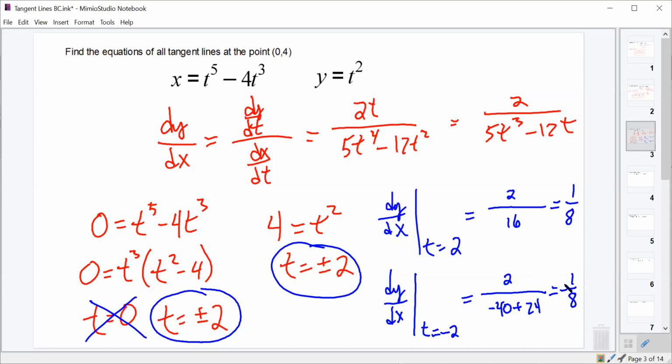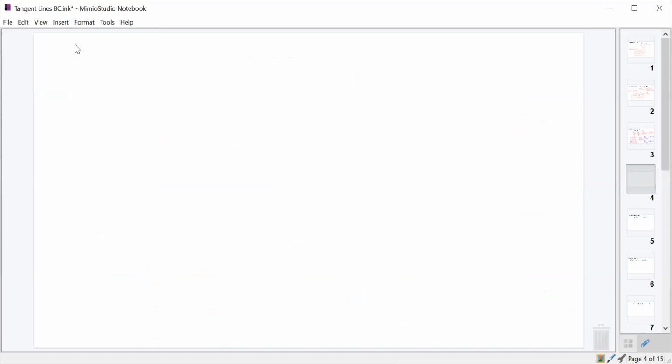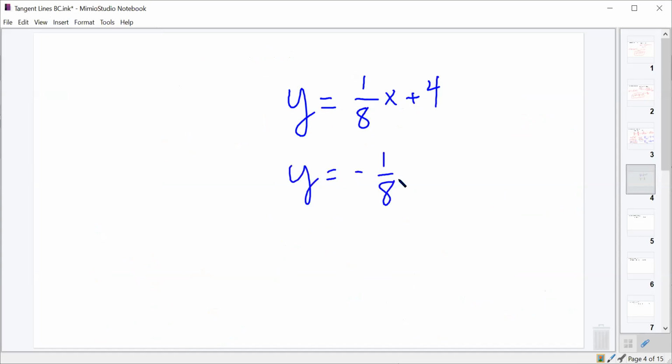Okay, and we're already given a y-intercept. So as we write this in the form, we can either do point-slope or we can just go straight into slope-intercept form. So what should our two equations be? We should end up with y equals 1/8 x plus 4 and y equals -1/8 x plus 4.